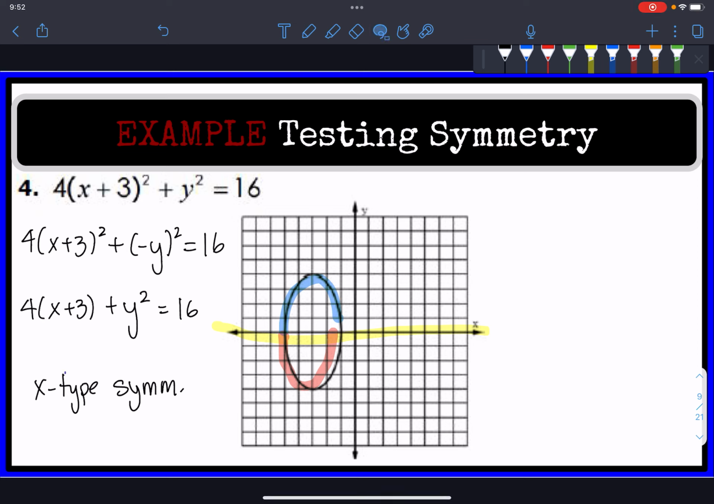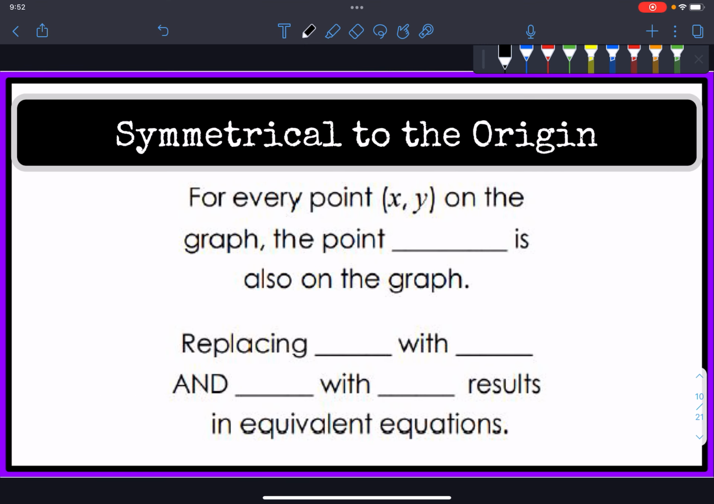I should use the word axis instead of type, but the same idea, x-axis symmetry. Now the last type of symmetry again is the symmetry through the origin. For something to be symmetrical through the origin, that means that for every x and y value on the graph, negative x and negative y is also on the graph. So replacing x with a negative x and replacing y with a negative y is going to result in equivalent equations. For example, this one right here.